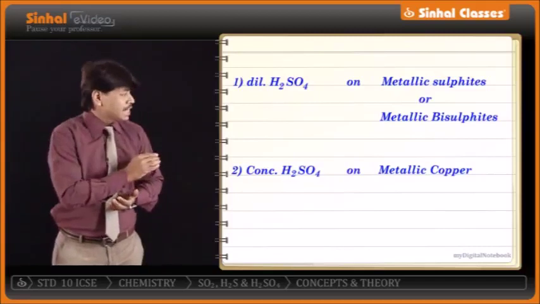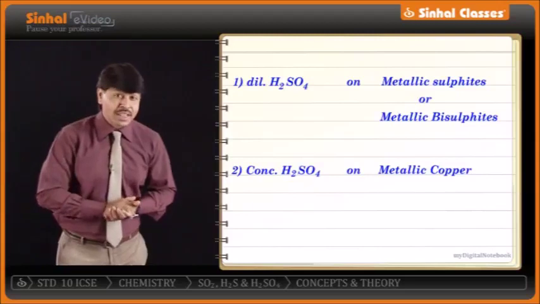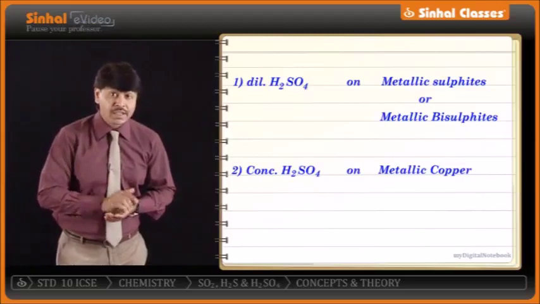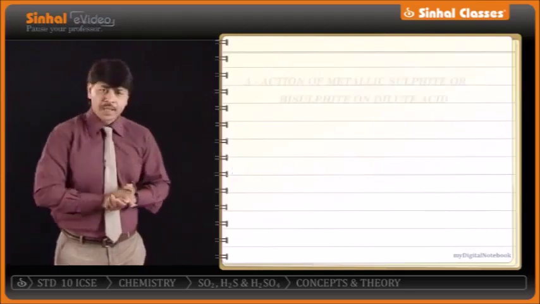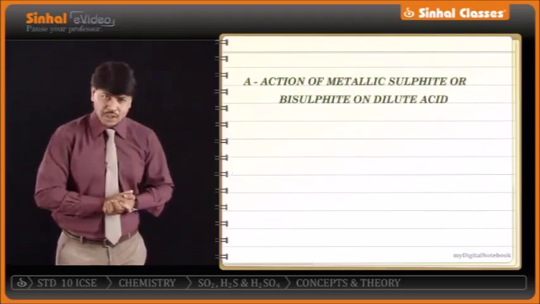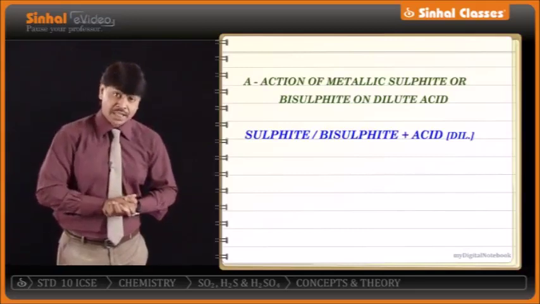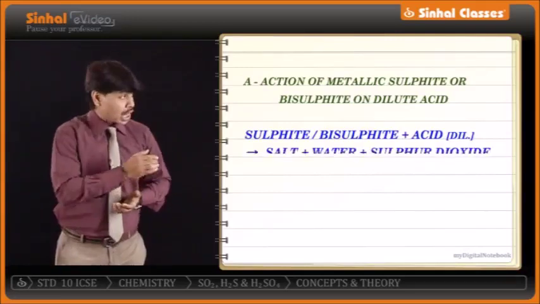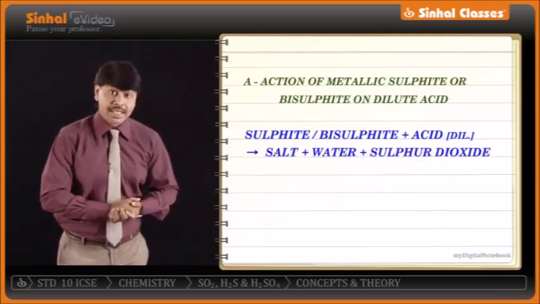In case of metallic sulfite and bisulfite with dilute acid, you just require warming the round bottom flask. Whereas if you are taking copper with concentrated sulfuric acid, you have to strongly heat the round bottom flask. Now, when we take metallic sulfite or bisulfite and treat it with dilute acid, either H2SO4 or HCl, we will get the respective salt along with water, and along with that we will get sulfur dioxide gas.